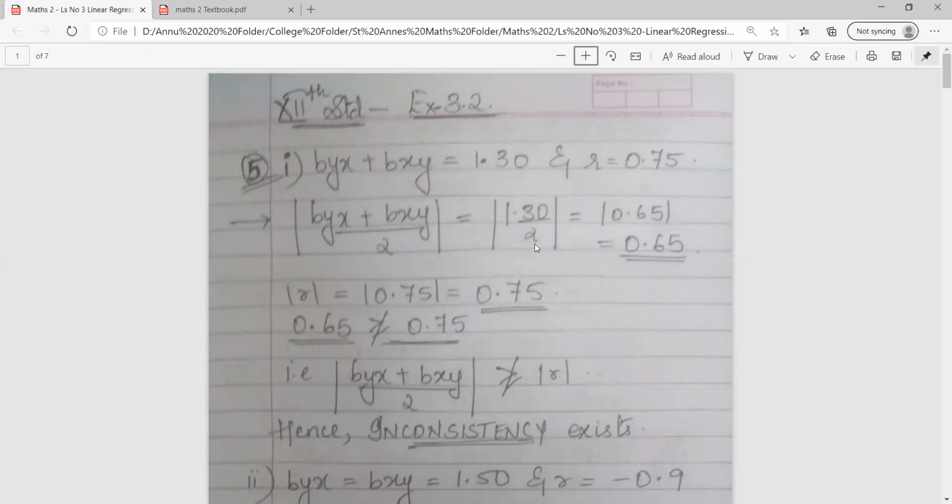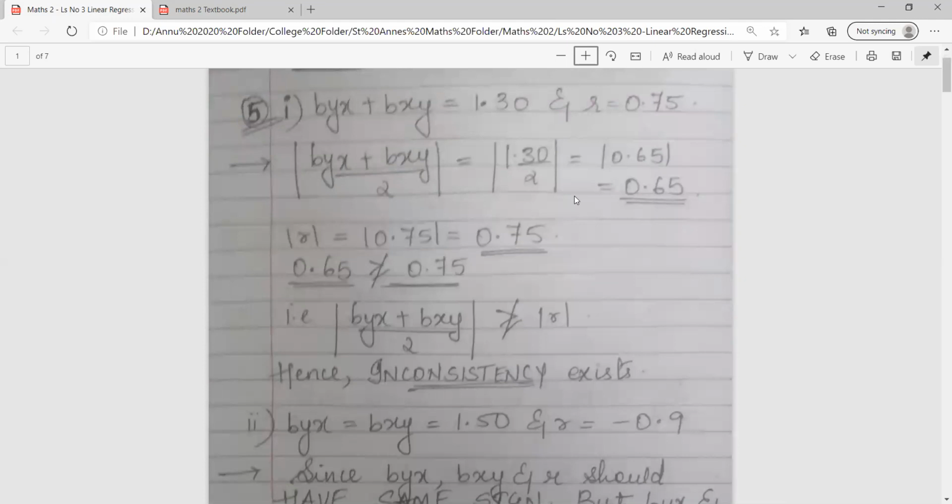So I get 1.30 divided by 2, 0.65, which is positive. And if I put it in a mod, it will still remain positive. On the other hand, mod of r, 0.75, is also positive. If I put it in a mod, again I'll get the positive value 0.75. The property says that mod of (byx plus bxy) upon 2 should be greater than or equal to mod r. That means if we add byx and bxy and divide by 2, it should be greater than or equal to mod of r.